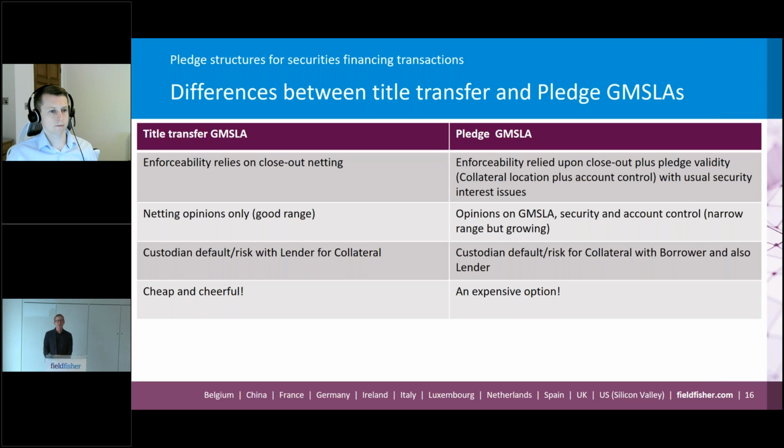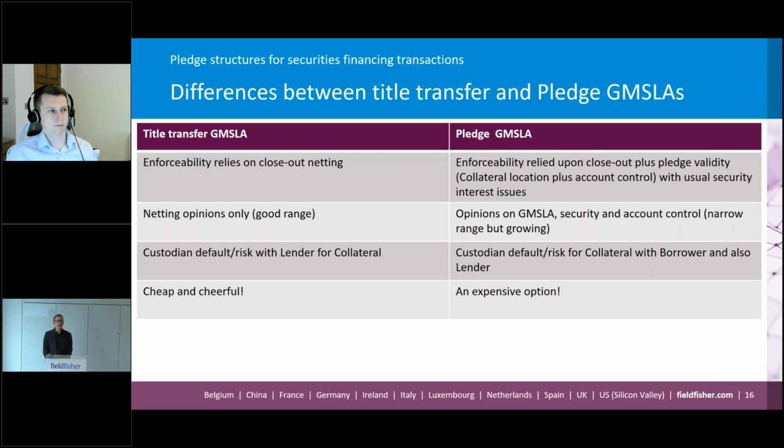On the other side, however, you do need to know that the pledge, when you come to exercise it, and the account control arrangements, will be valid in the place where the location of the collateral is. So if it was Luxembourg, you know that in Luxembourg they would recognize your security interest and it had been duly perfected, and that the account control against the custodian will also be enforceable. And then of course, as you'll be familiar with, there are more challenges, at least historically, there are still challenges now, but with care, about taking security interest, because you have to look at priority issues and perfection issues that don't arise in title transfer.